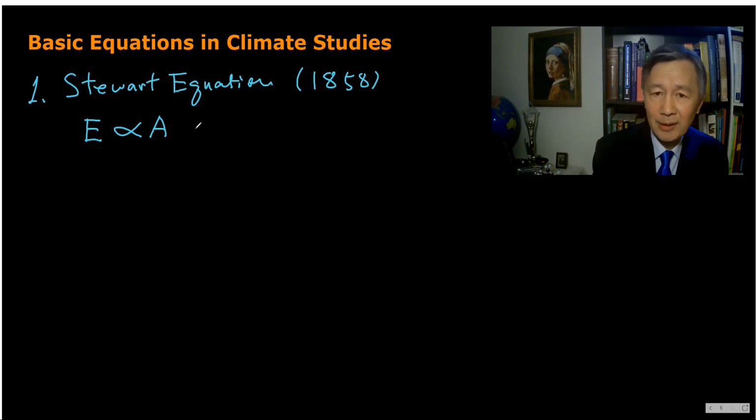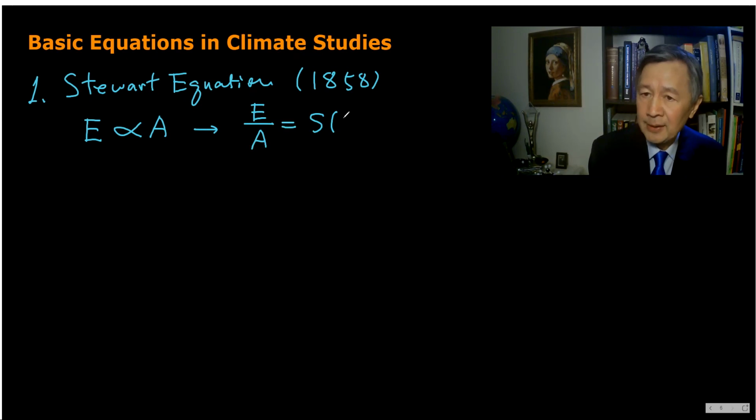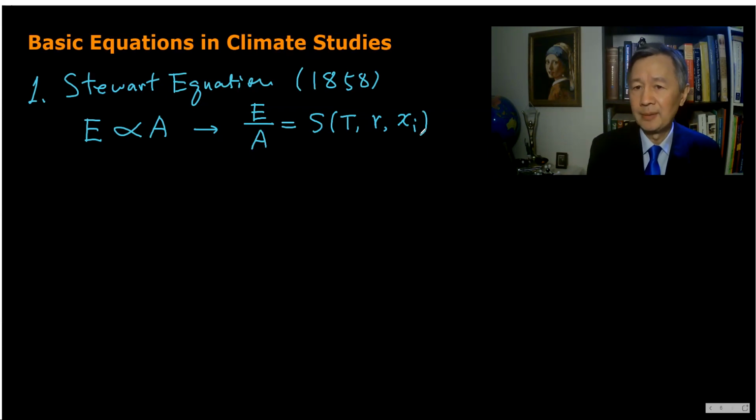Can we just rewrite this simple relation? It can be rewritten as emitted energy over absorbed energy equal to a factor of proportionality, S. And this factor depends on, among other things, the temperature of the object emitting the radiation and the surface reflectivity. Can we use R? Some textbooks use rho, the Greek letter rho. In addition, according to Stewart, other factors or variables might also be relevant. So can we just use Xi, indicating there are other factors that can be used to determine this proportionality constant.